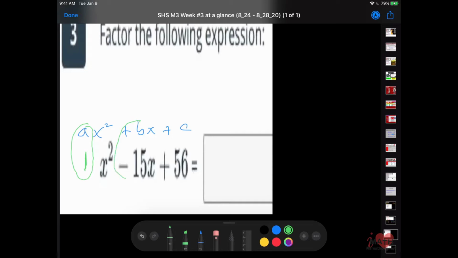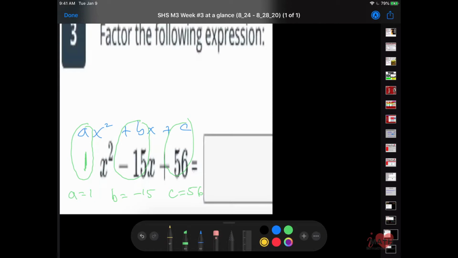So I'm going to carefully highlight each of these letters. Okay, and let me write it down for you. A is 1, B is negative 15, and C is positive 56. Okay, I did this because I saw a student in class today going over the problem, and they wrote positive 15. It is important that it is negative.